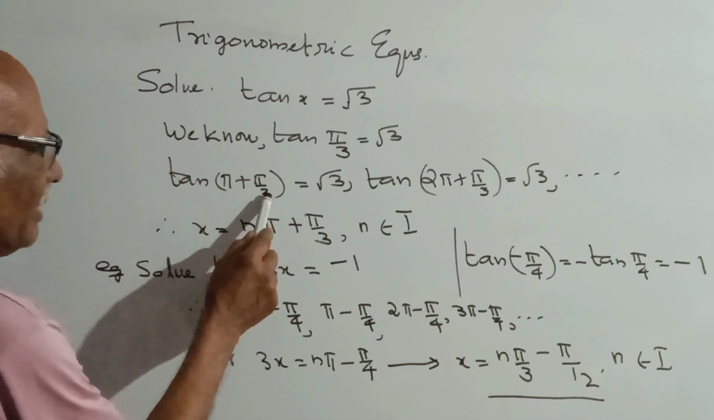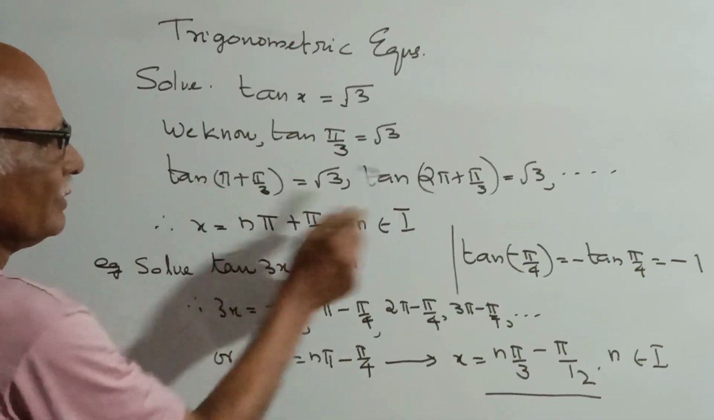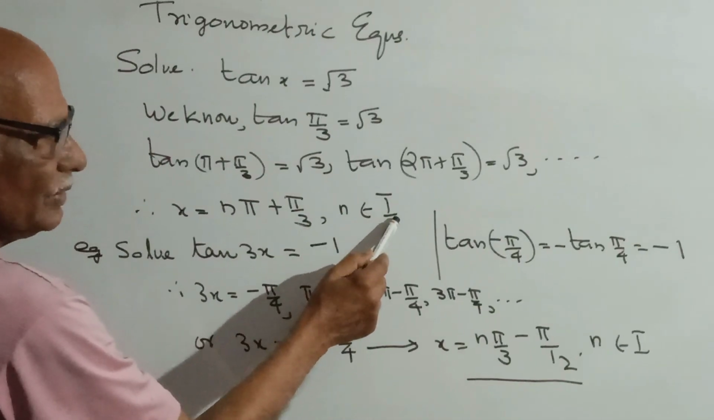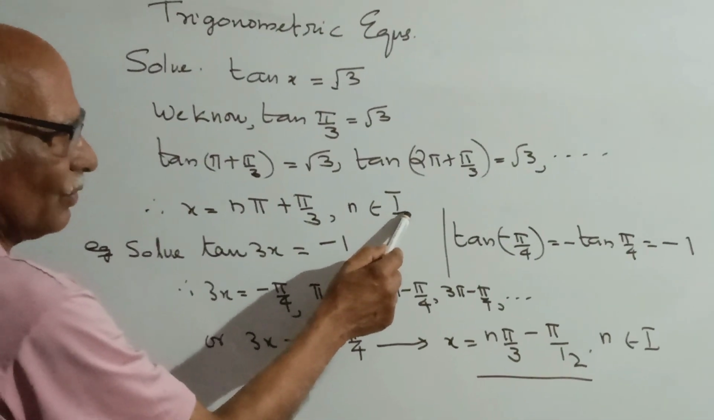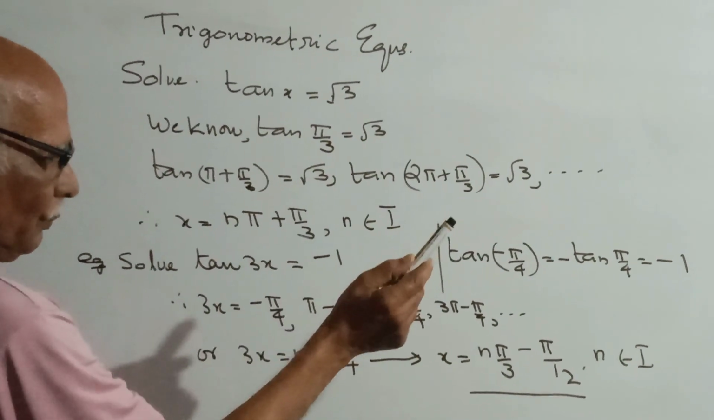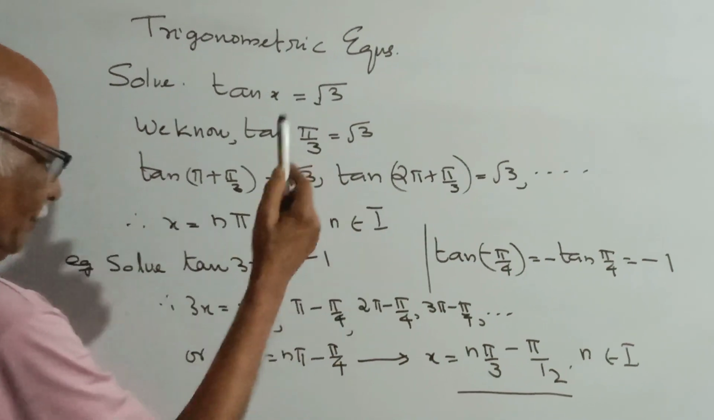Pi plus pi by 3 is 1 pi, 2 pi plus pi by 3 is 2 pi. So n belongs to the numbers 1, 2, 3, 4, etc., minus 1, minus 2, minus 3, etc., and 0. n is an integer.